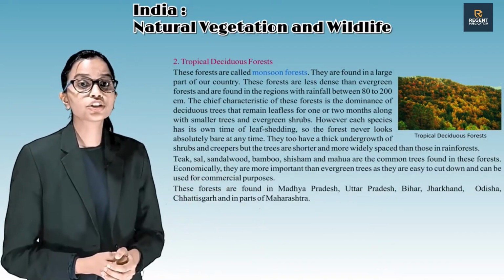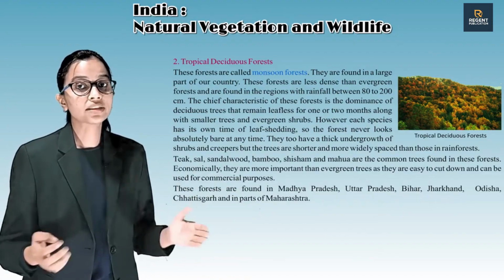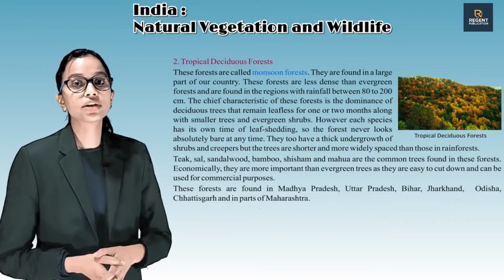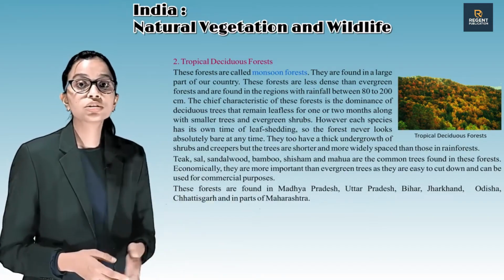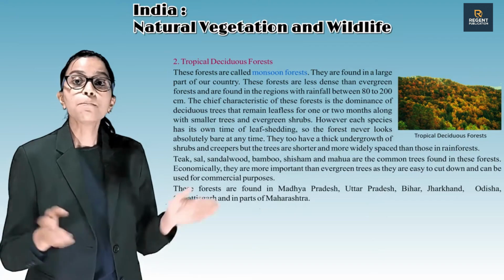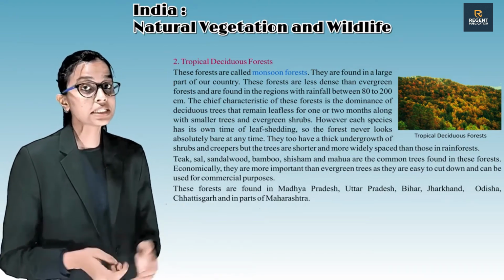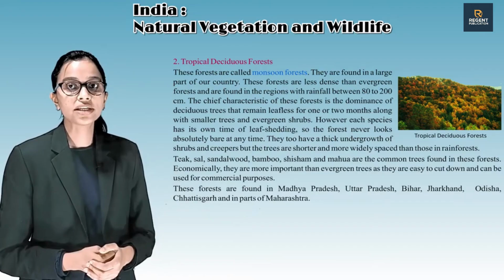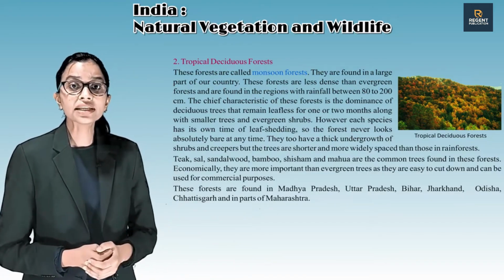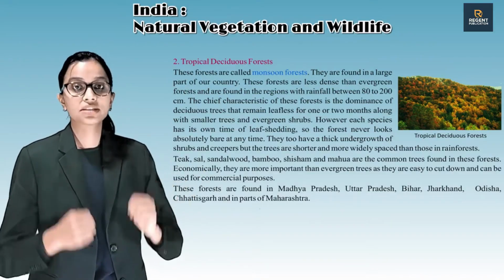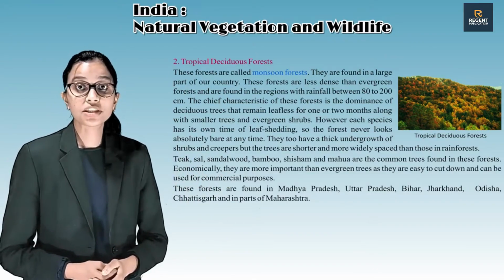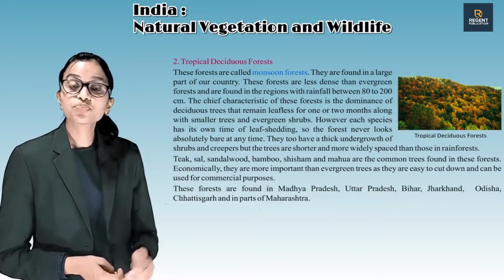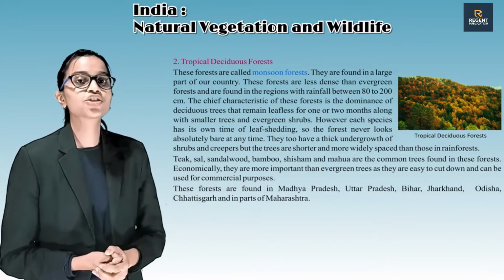They too have a thick undergrowth of shrubs and creepers, but the trees are shorter and more widely spaced than those in rainforests. Teak, sal, sandalwood, bamboo, shisham and mahua are the common trees found in these forests. Economically, they are more important than evergreen forests as they are easy to cut down and can be used for commercial purposes. These forests are found in Madhya Pradesh, Uttar Pradesh, Bihar, Jharkhand, Odisha, Chhattisgarh and in parts of Maharashtra.